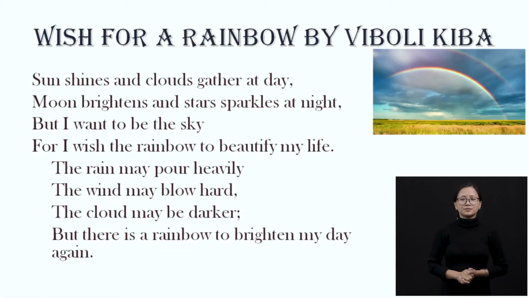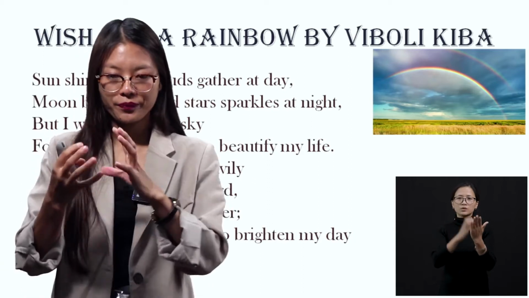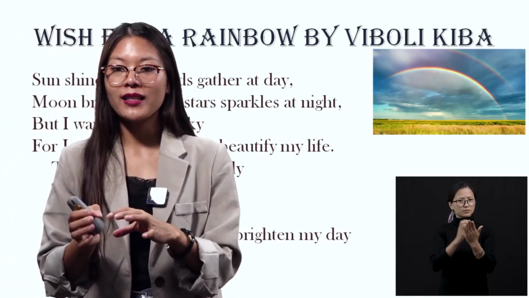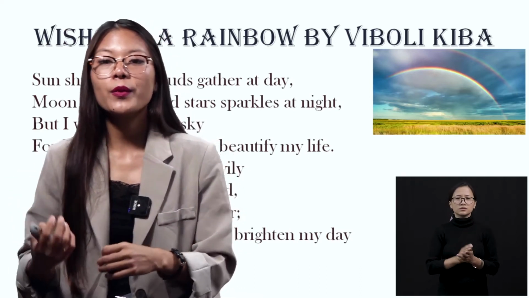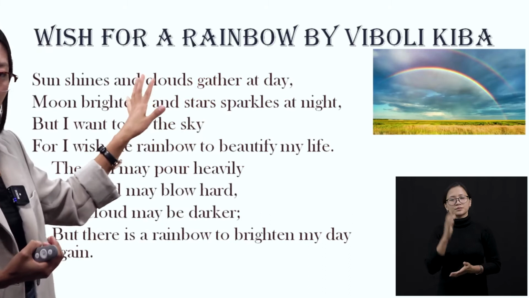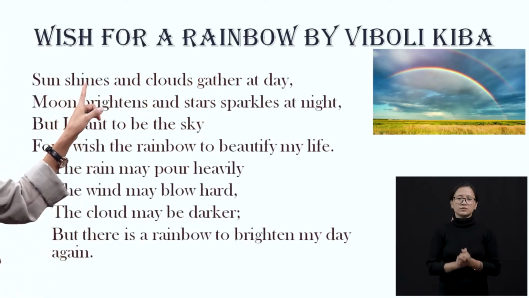Alright, students, after reading this poem, what do you understand? We understood that the poem really admires the rainbow, right? And he really wishes to be like the rainbow. So we will try to understand properly what the poem is all about. I will explain to you from the first line.